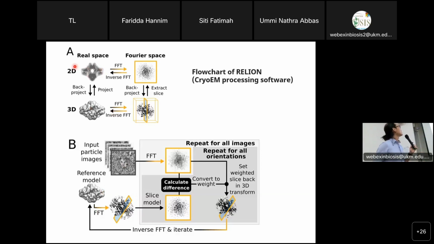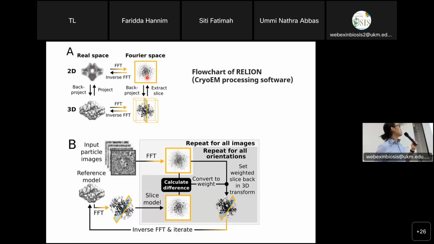So first you get a 2D image, then you do a Fourier transform, and then you get a Fourier space. You get your proteins, and when you put them onto the grid, you get a 2D image. This is the projection, this is one view. Then you convert it into a Fourier transform.